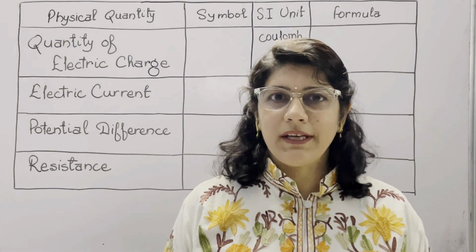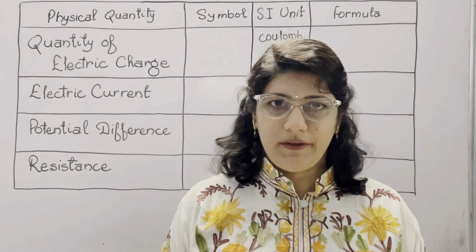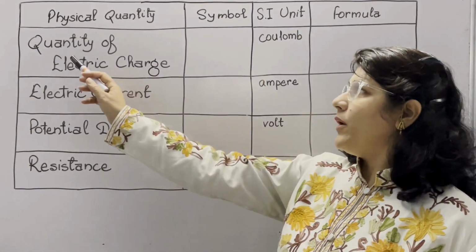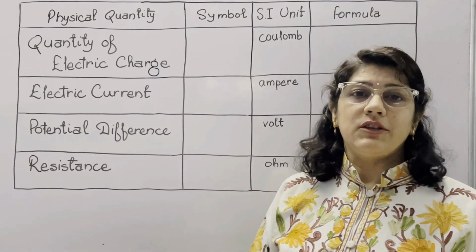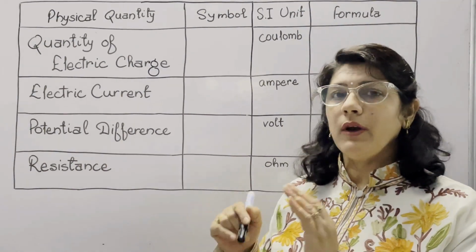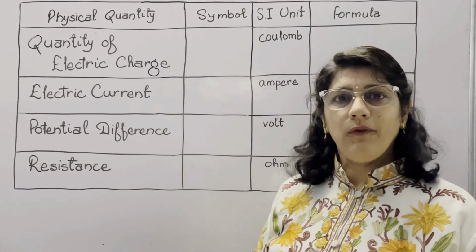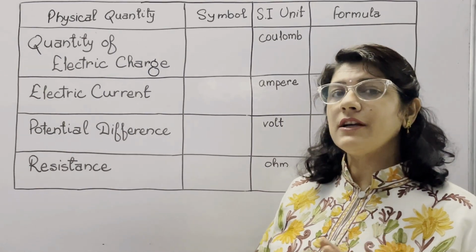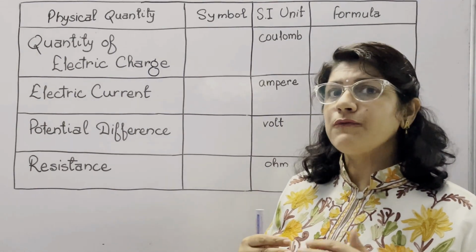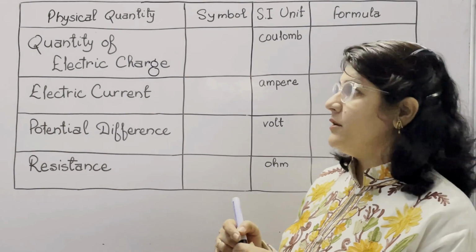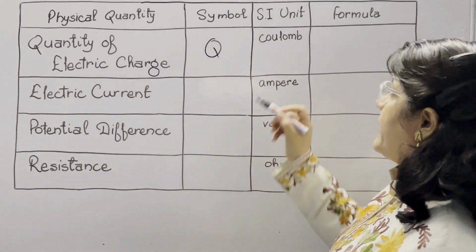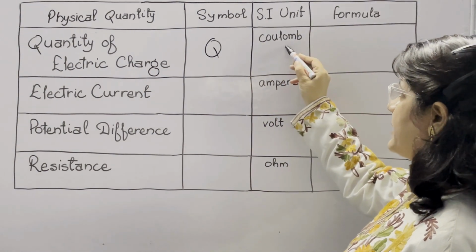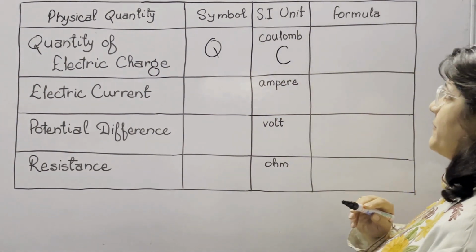My topic for today is electric circuit and its components. So first of all, quantity of electric charge. The number of charges which drift from a higher potential to a lower potential is known as quantity of electric charge. Basically, it is the total number of charges which flow through a conductor. Its symbol is capital Q and SI unit is coulomb, which is represented by C.